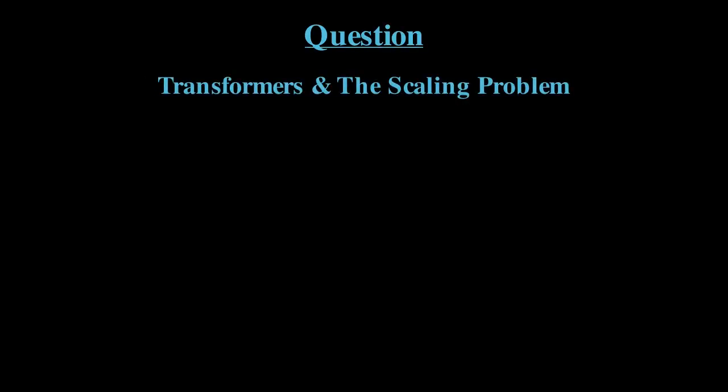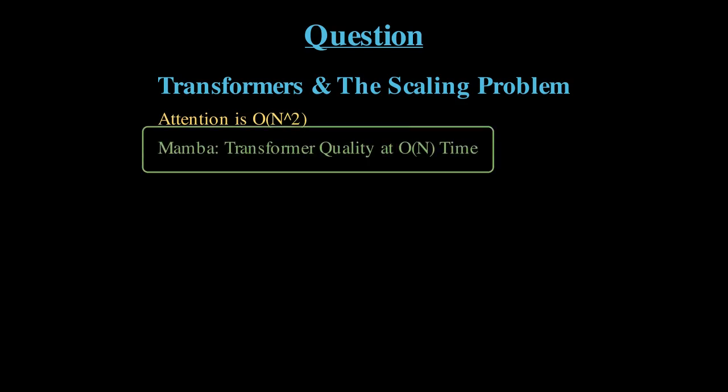Transformers dominate sequence modeling, but their core mechanism, attention, is O(n²). At long context lengths, that quadratic scaling becomes computationally prohibitive. So, what if we could get transformer-level quality at linear time?